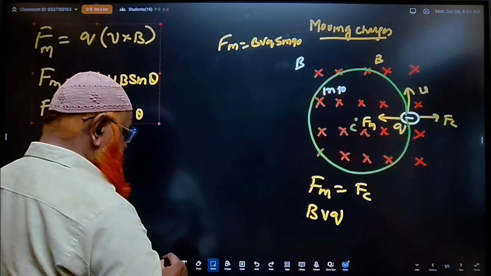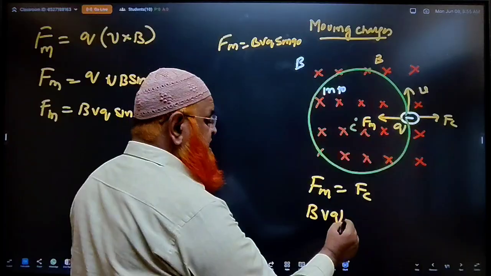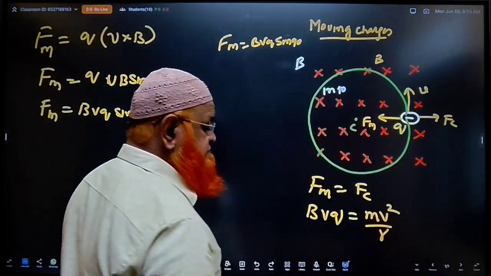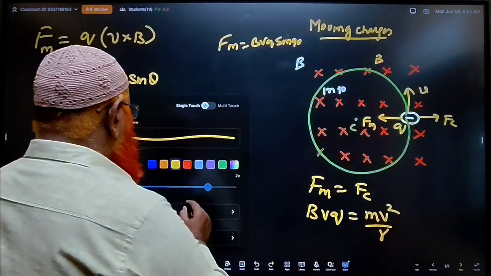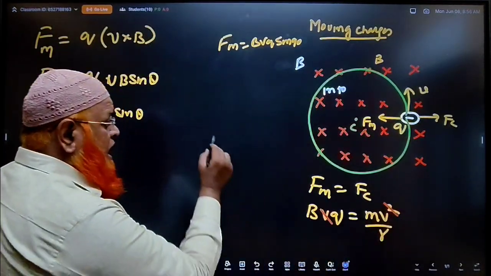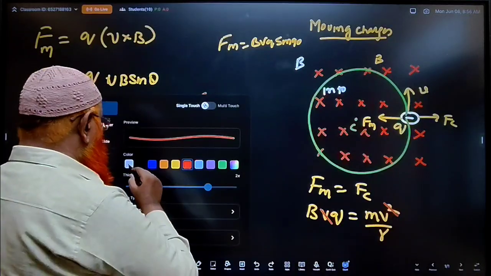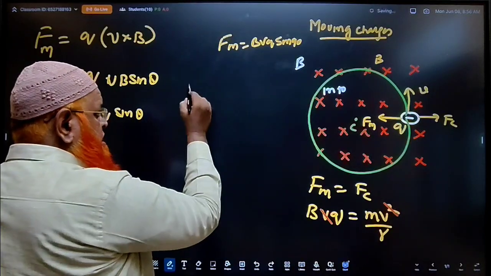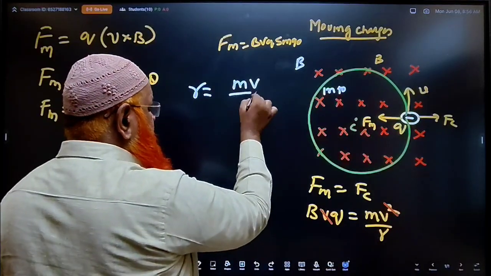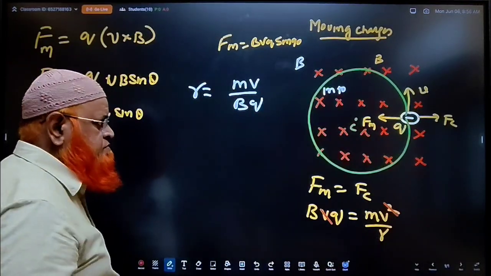Therefore, what are the things you are going to learn from now? BVQ sin 90 is 1, which is taken as mv square by r. So what are the things getting cancelled here? V is getting cancelled here. So r, if I take now here, what is going to happen? R if you take upwards, you will get mv by bq.